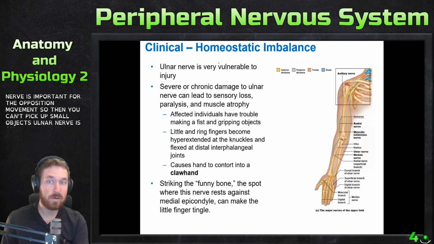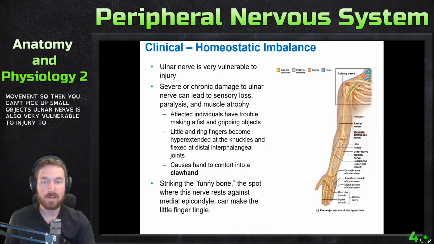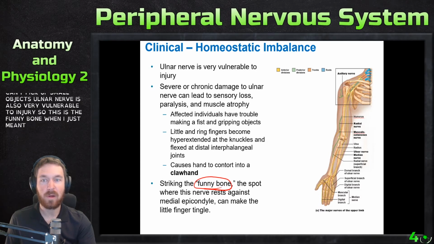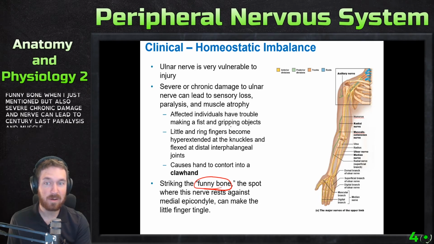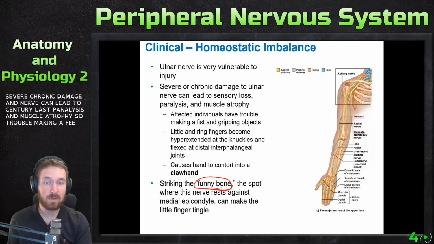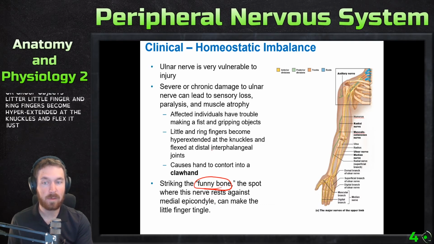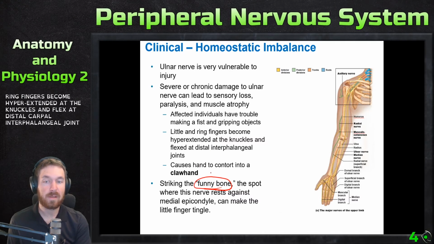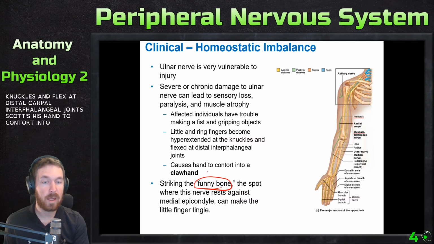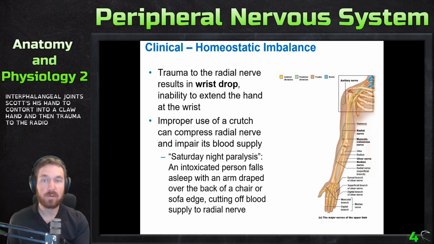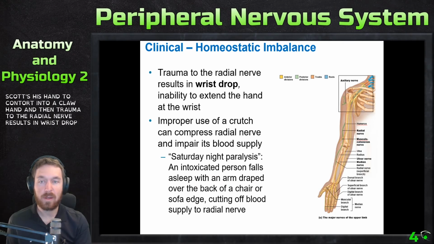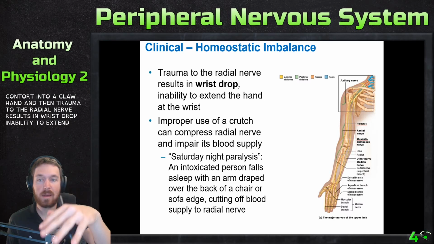The ulnar nerve is also very vulnerable to injury. This is the funny bone one I just mentioned, but severe or chronic damage to the nerve can lead to sensory loss, paralysis, and muscle atrophy. So trouble making a fist or gripping objects. Little finger and ring fingers become hyperextended at the knuckles and flex at the interphalangeal joints. This causes the hand to contort into a claw hand. And then trauma to the radial nerve results in wrist drop. There's an inability to extend the hand at the wrist.